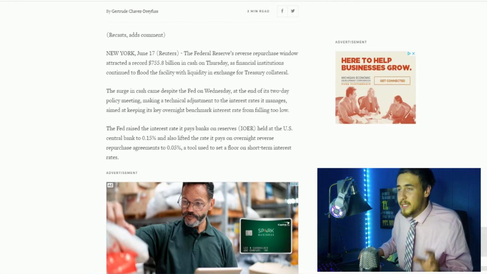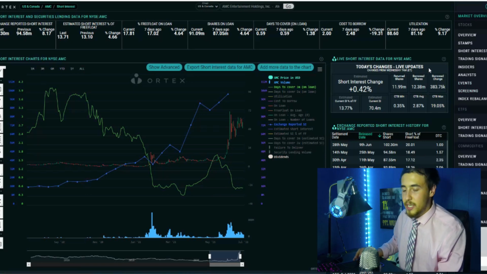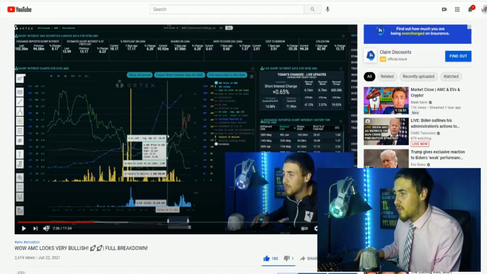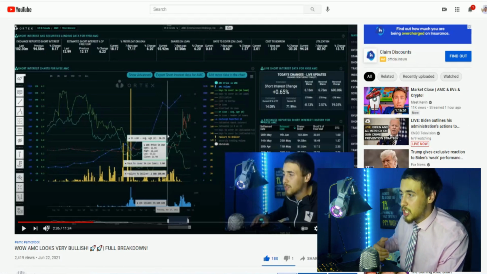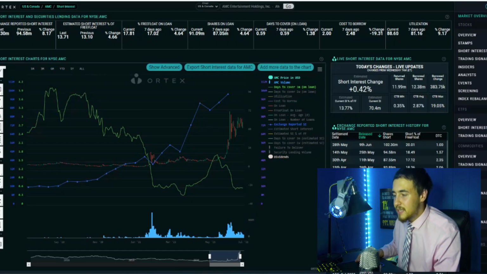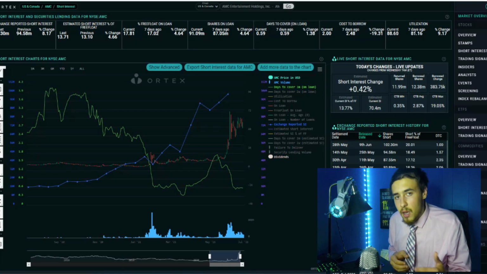Now, we need to take a look at the Ortex data as well, because we see the share utilization at 88.60%, and even in yesterday's video when we went over this information, it was at 94.28%. So essentially what this means is more hedge funds and institutions are willing to sell shares short.